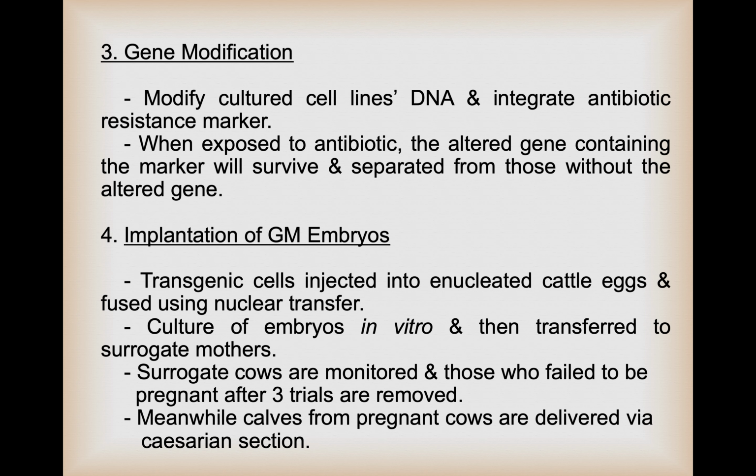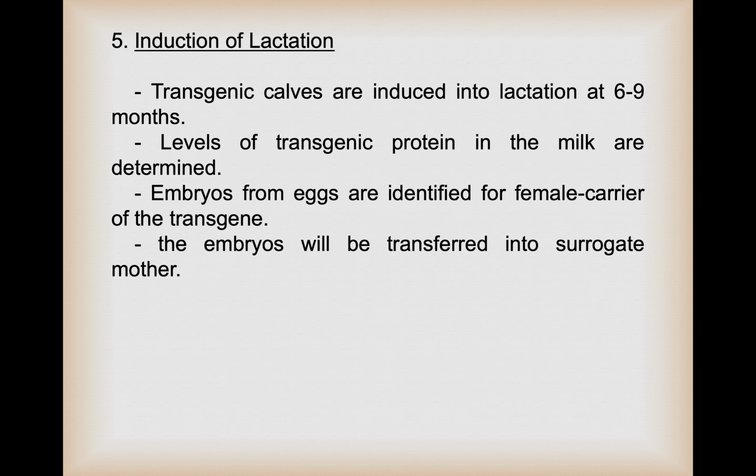Implantation of the genetically modified embryos. So transgenic cells are injected into enucleated cattle eggs and of course are then fused using nuclear transfer. So the embryos are cultured in vitro and then transferred to the surrogate mother and implanted. So surrogate cows are monitored, and those who fail to be pregnant after 3 trials are removed. Removed meaning from the program or from the experiment. So the calves from pregnant cows are delivered via cesarean section. They actually do not allow it to be a normal delivery.